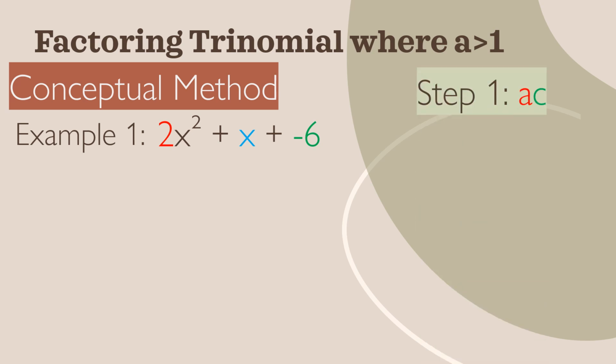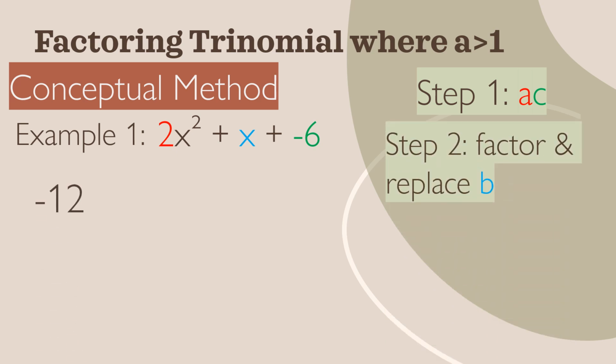The first step of that method is to multiply a and c together, so 2 times negative 6 is equal to negative 12. Our next step is to factor and replace b. So we want to factor that negative 12 to make it represent our b term, which is positive 1. So we know that negative 12 is equal to 4 times negative 3. And we're choosing those values because they add to positive 1, which was our b term.